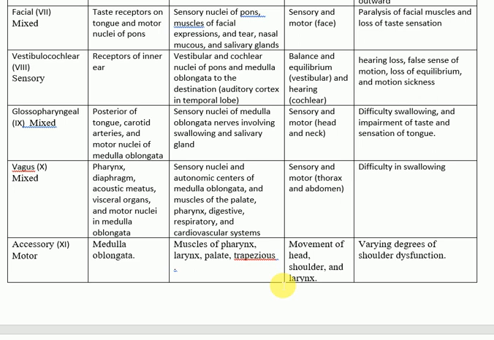Nerve number 9 is called glossopharyngeal. What does glosso mean? Tongue. Pharyngeal means pharynx. So this nerve is responsible for the tongue and pharynx. Glosso, tongue, this is the sensory part. Pharyngeal, the pharynx, this is the motor part. And this is what it does. Okay? And where does it come from? I think you should know that automatically.